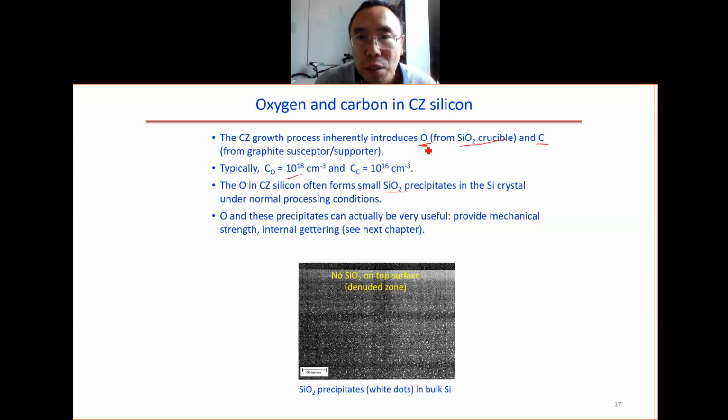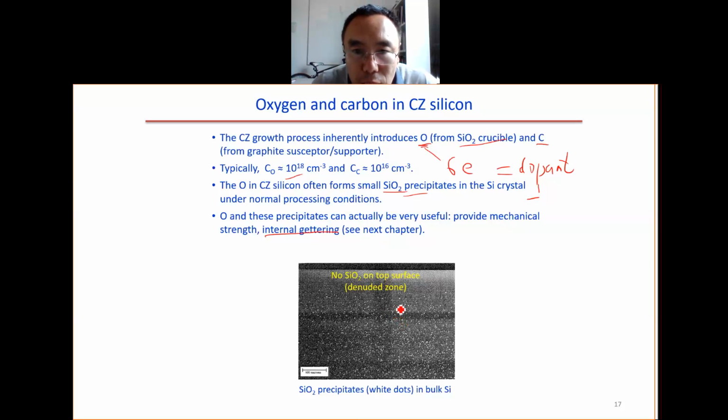The oxygen, you may think, may be a dopant, since we have extra electrons. It could be a dopant, but when it is from the silicon dioxide, from the precipitate, it's no longer a dopant. So actually, this silicon oxide, the oxygen, can be very useful for getting rid of the impurity. This is called internal gettering. We will see the internal gettering in chapter 4.